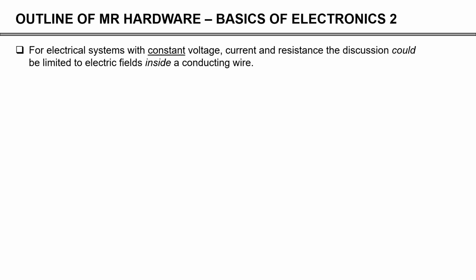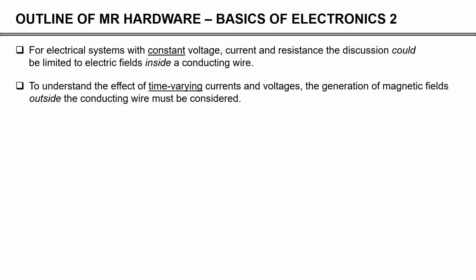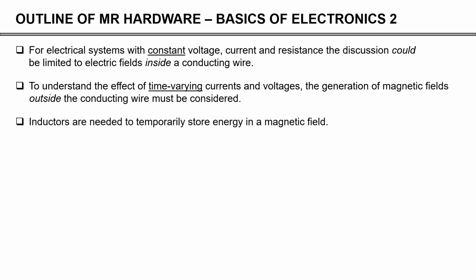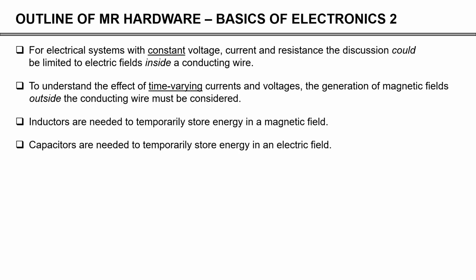So in the previous video, we talked about electrical systems with constant voltage, current, and resistance, and that discussion was primarily limited to the electrical field inside the conducting wire. Now, to understand the effects of time-varying current and voltage, as we'll cover in this video, we will need to consider the generation of magnetic fields outside the wire. We will also need to know what inductors are and how they store energy in a magnetic field. We also need to know what capacitors are and how they temporarily store energy in an electric field.